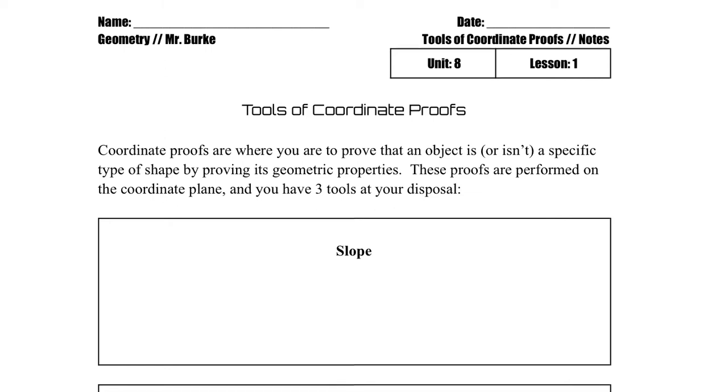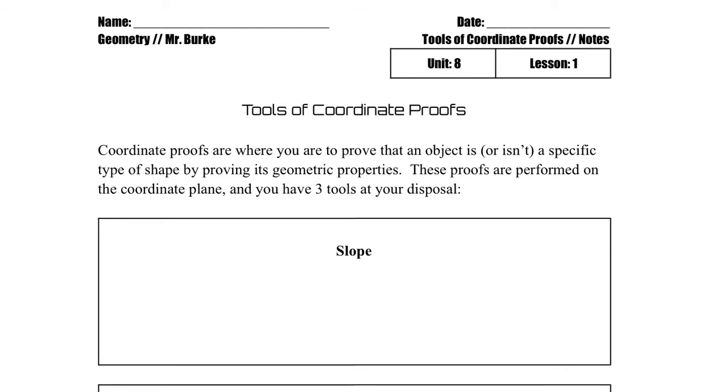Okay, so in this unit, what we're going to be doing is proving that an object given on the coordinate plane, meaning you've got the coordinates of the vertices, is or is not a specific type of shape. And you basically have three tools in order to do this. Two of them you know already, and then the third we're going to introduce, and then I'll tell you where it comes from, and then you can practice using it.